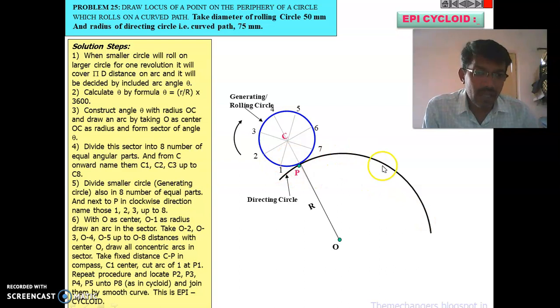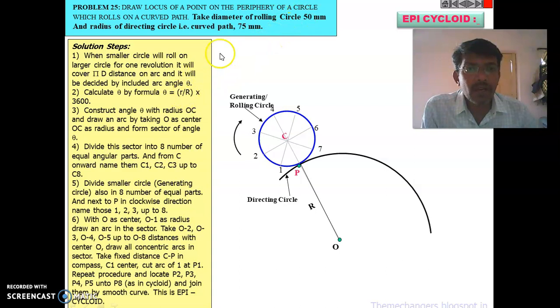So what is this length? This length of the arc should be equal to pi d. So the distance covered by the arc is pi d. So you have to find out theta. What is the small r? Small r is nothing but 25.